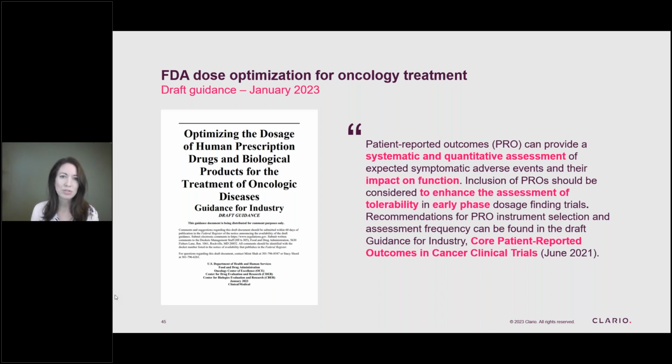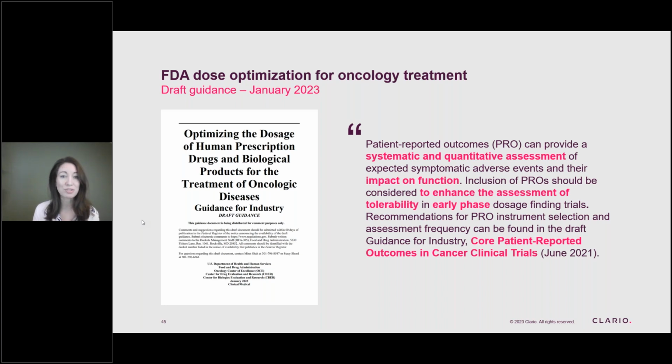It's that PROs are providing that systematic and quantitative assessment so that we can make sure we're systematically quantifying the impact of treatment on a patient's health. So, having those objective measures, again, undoubtedly important, but they don't say anything about how it makes the patient feel, right, or how it impacts their ability to work or do daily activities. So that's additional information that you're able to gather using PROs. And then again, that enhancement of the assessment of tolerability.